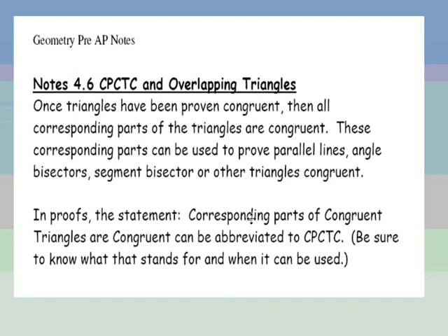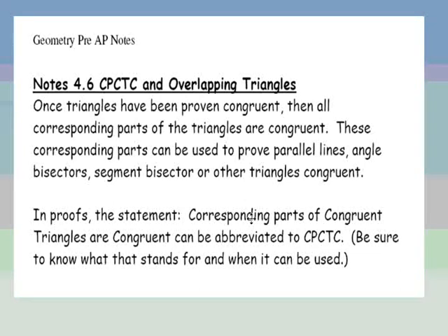And in these notes, we are going to go beyond proving triangles congruent. We spent the last set of notes talking about all the different ways that I could prove triangles congruent, and it was pretty straightforward. Now we're going to go beyond that. What happens once I've proven triangles congruent?